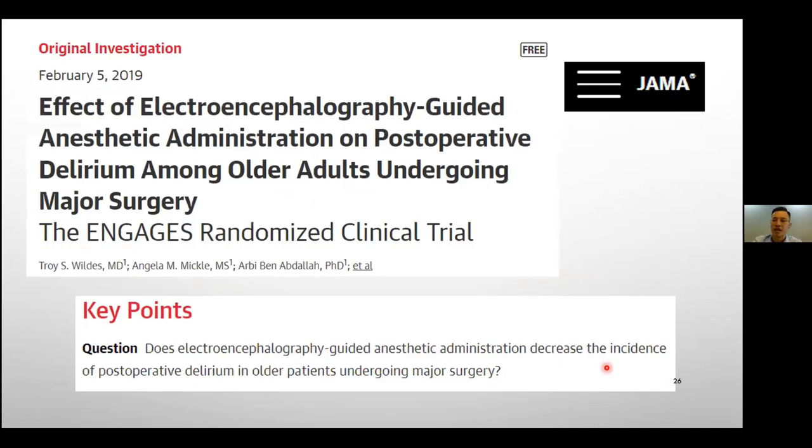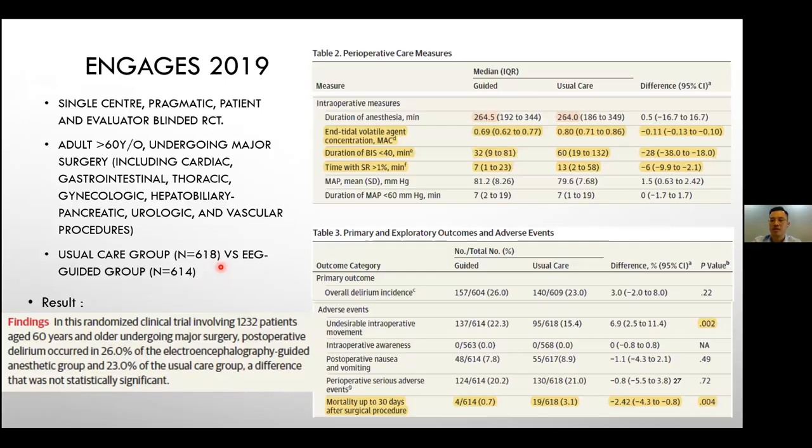So in 2019, there was a game-changing publication in JAMA named the ENGAGES study. Basically, this study raised the question of whether EEG-guided anesthetic administration will decrease the incidence of post-operative delirium in older patients undergoing major surgery. And this is basically a single-center RCT in the United States, involving 1,200 patients, a very big RCT.